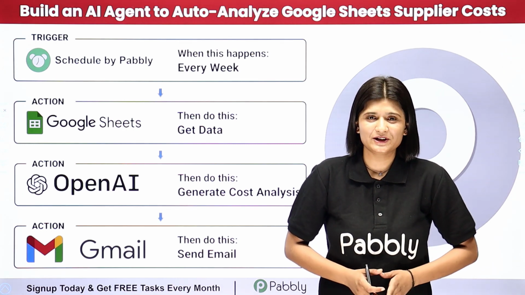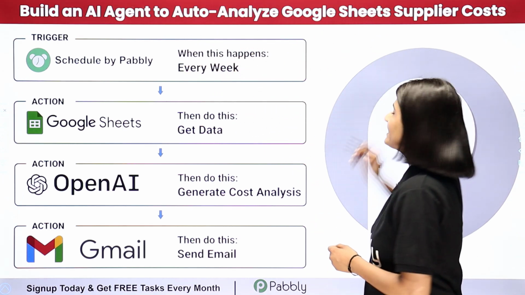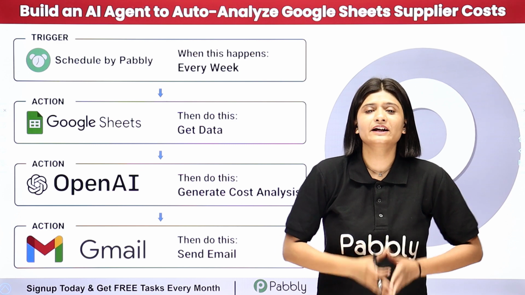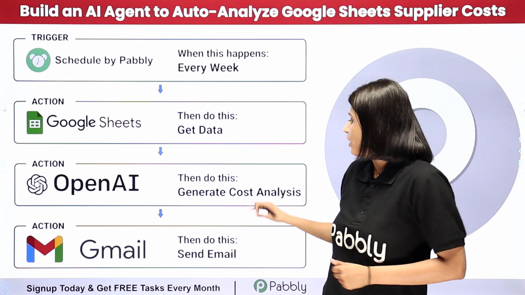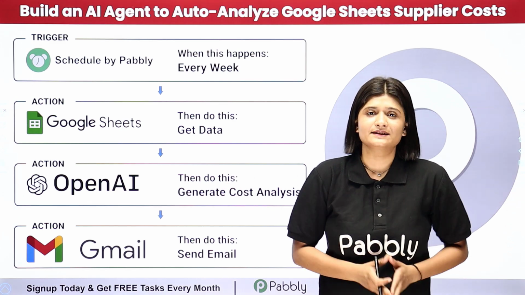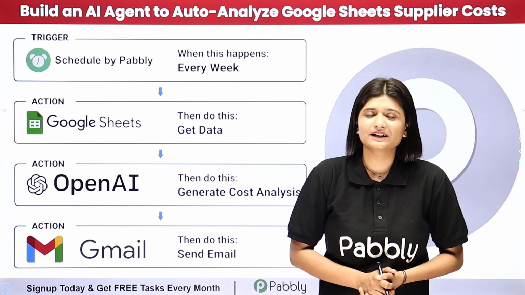In this video, we are going to learn how to build an AI agent to auto-analyze Google Sheets supplier costs. So let's suppose I'm adding all the data of the suppliers in my Google Sheets and I want to generate a cost analysis report on a weekly basis. Doing this manually is a very time-consuming task, so I'm completely going to automate this process.